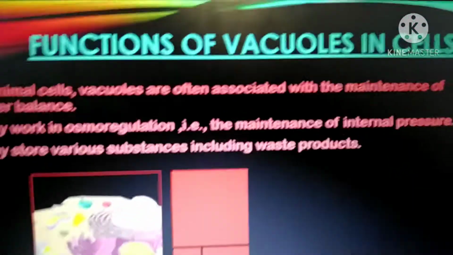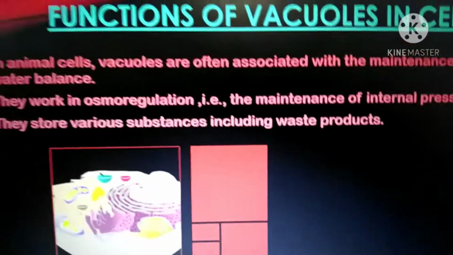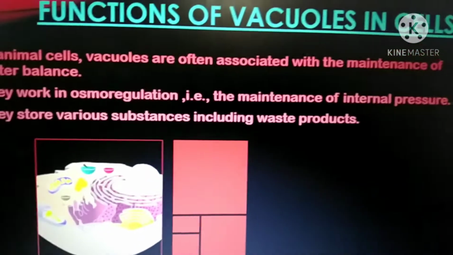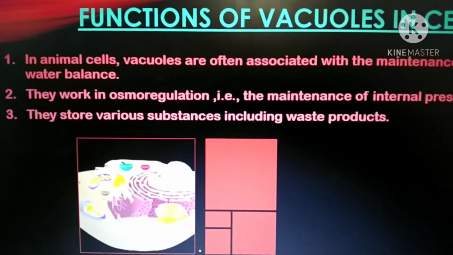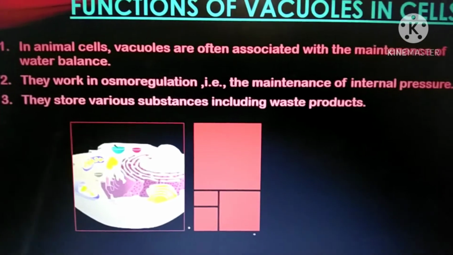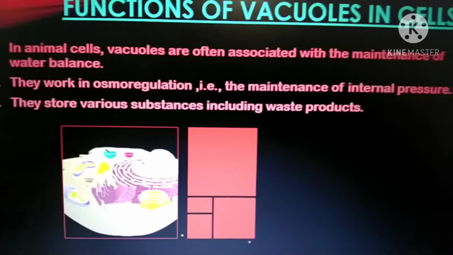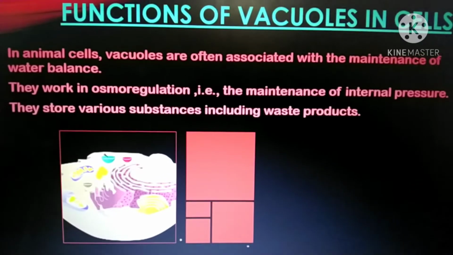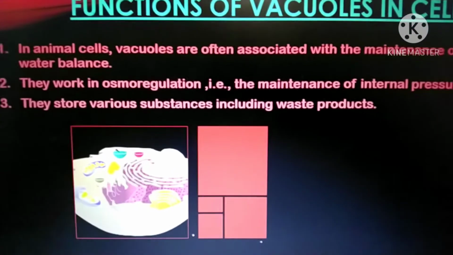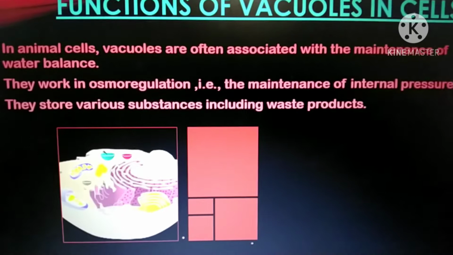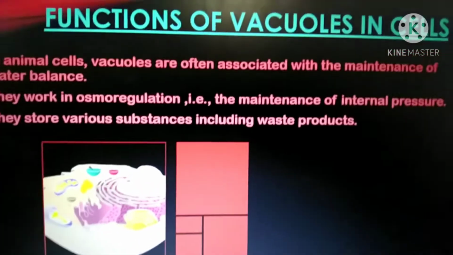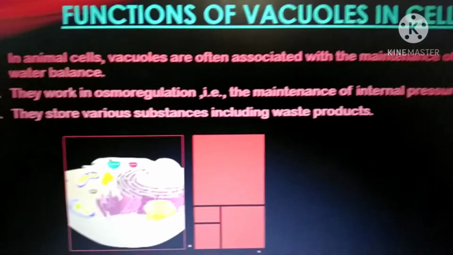Functions of vacuole in a cell. In animal cells, vacuoles are often associated with the maintenance of water balance, meaning they store water, salts, or other enzymes. They work in osmoregulation, that is the maintenance of internal pressure. They store various substances including waste products, as I have told, as a function of amoeba.